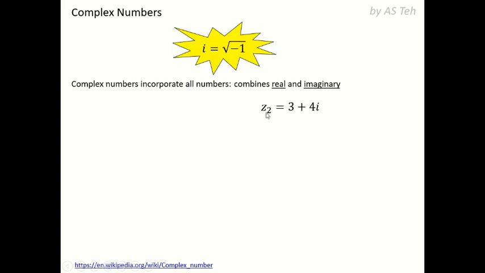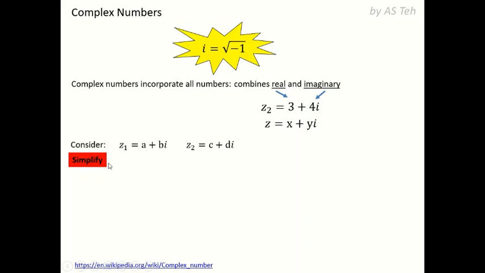For example, this is a number where it equals 3 plus 4i. So what happens is 3 is the real part and 4 is the imaginary part. Okay, so let's consider, for a few concepts that we will discuss later, these two complex numbers. You have z1 equals a plus bi, and z2 equals c plus di, with i representing the imaginary part.